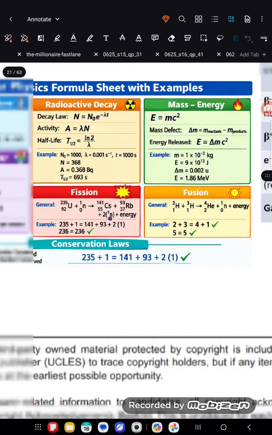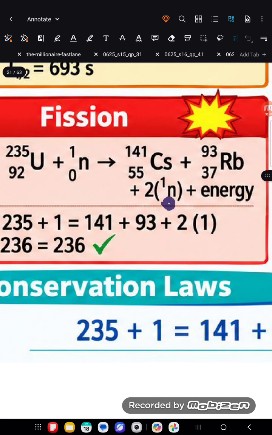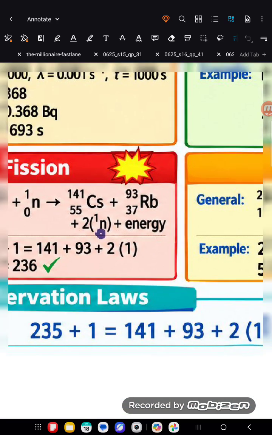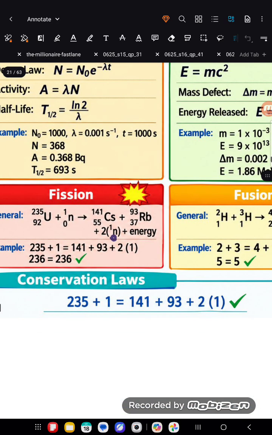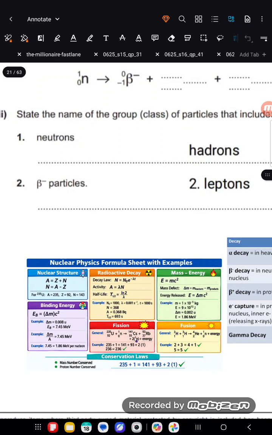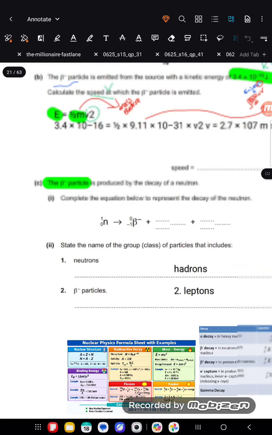Okay, and this one, fission and fusion. Most of the time we are using this fission thing, so you have to remember this. This one, it will be 1 and 0. Here also it will be 1 and 0. Other values will change. And the right side should be equal to the left side. The right side number should be equal to the left side number.